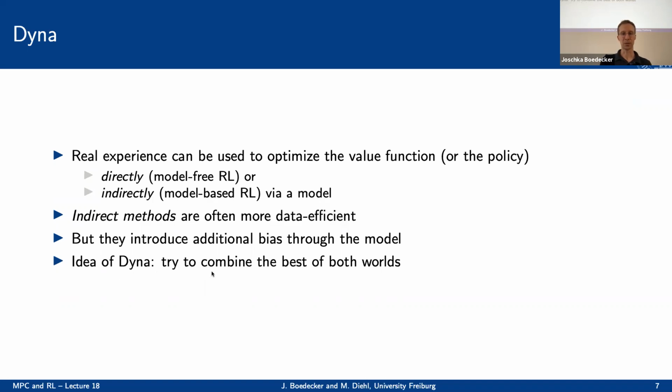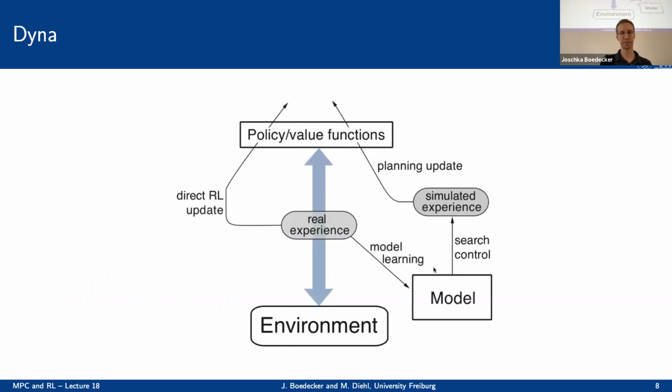Okay, but Dyna tries to combine these ideas, and this is what it looks like. You have real experience. So you start with the data that you gather with the real system, and you use it both to update your policy or your value function, okay? But at the same time, you also train a model. So you do the self-supervised learning to, for a given state and a given action, learn to predict the most likely next state. And then you can use that model to do search, right?